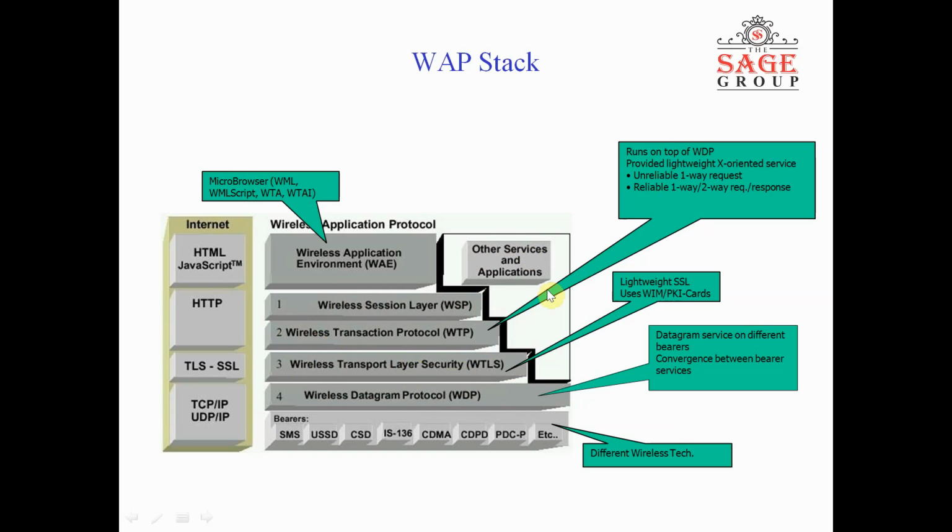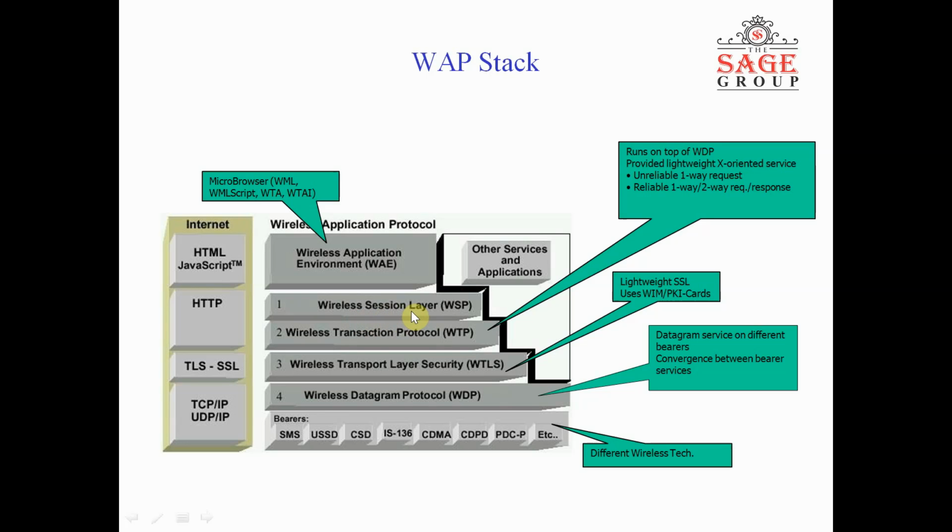Other services will be enhanced in future. These are the technologies used to connect with the help of these layers, and this is the internet architecture we have used. First we see the wireless application environment. It uses micro browsers. The applications of the micro browser are WML script, WTA, WTAI.